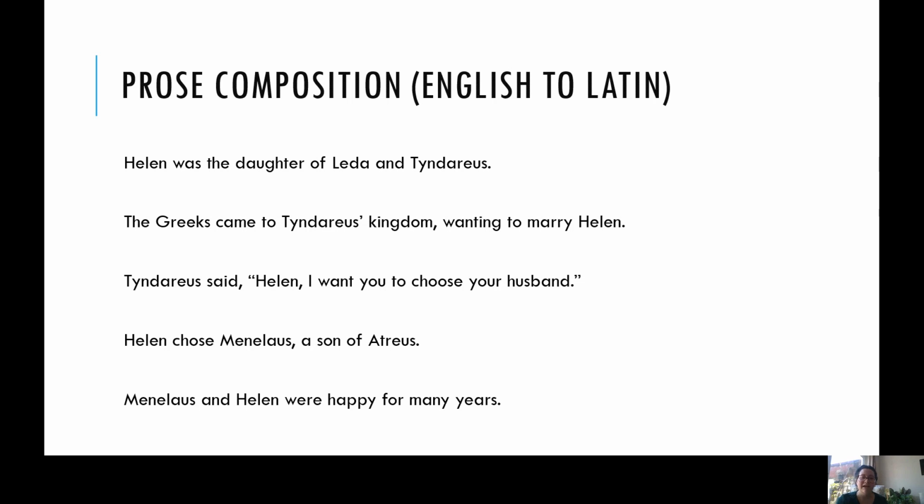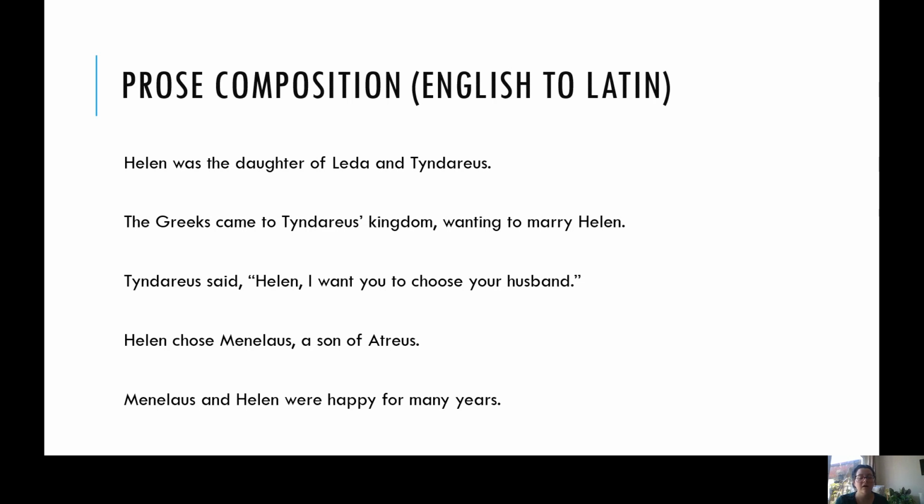And Tyndareus, et Tyndarei, because Tyndareus is a second declension, so his genitive singular ending is an I. That's the process you'd go through for all of these. Now, there are some other elements to be aware of. For example, in the second sentence, you've got the Greeks came to Tyndareus' kingdom wanting to marry Helen. That word wanting is a present participle, so it has to agree with something, and that would agree with the word for the Greeks. So you would make it masculine, plural, and nominative. So things like that, look out for agreement.